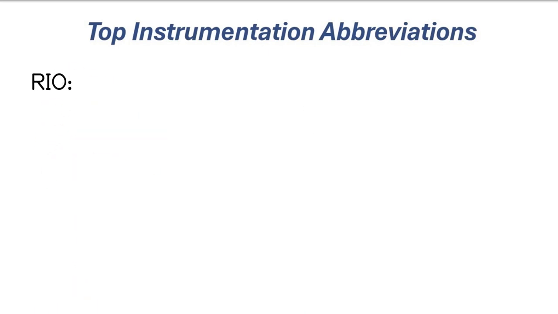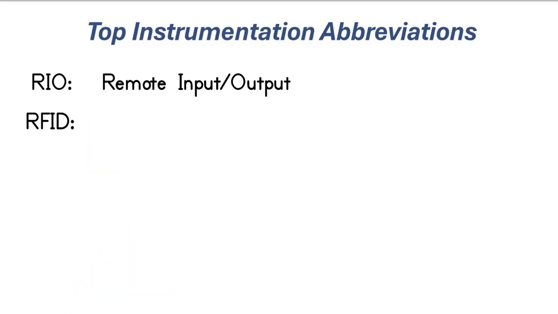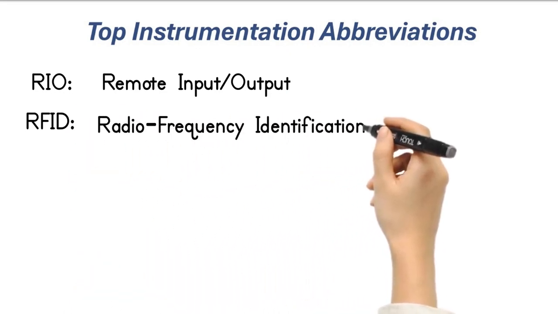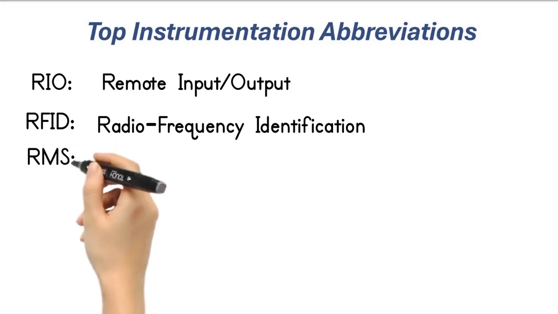RIO. RIO stands for remote input, output, a system for connecting and controlling remote devices over a network. RFID. RFID stands for radio frequency identification, a technology that uses electromagnetic fields to automatically identify and track tags attached to objects. RMS.